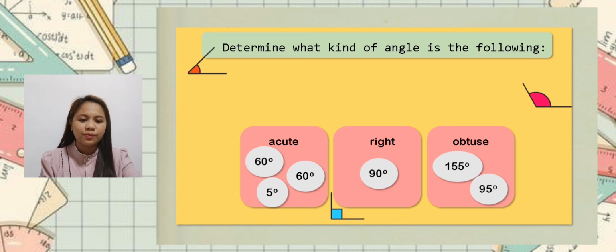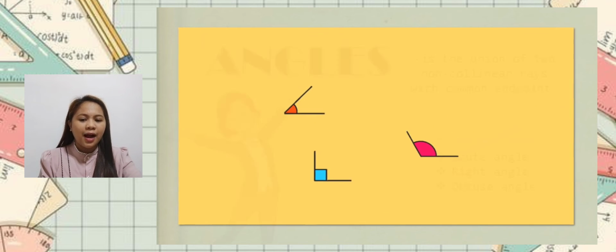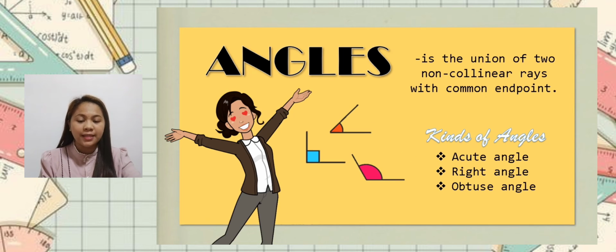Very good. Now, our discussion a while ago was about angles. An angle is the union of two non-collinear rays with a common endpoint. And what are the three kinds of angles? We have acute angle, right angle, and obtuse angle. Do you have any question? If you have any question, just message me.